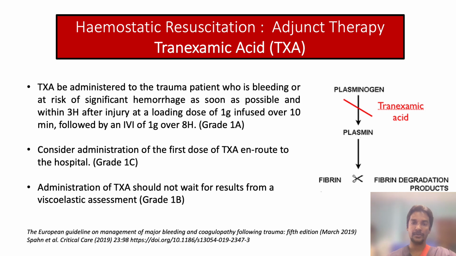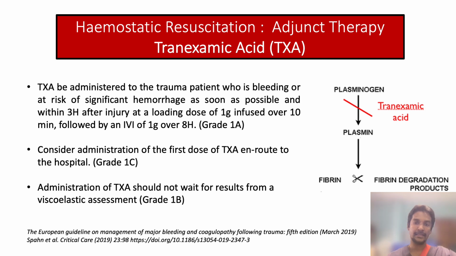So what does it do? It binds to plasminogen and prevents conversion of plasminogen to plasmin. Therefore, it stops the breakdown of fibrin to fibrin degradation products. As I mentioned earlier, one of the main pathologies that happens during acute traumatic coagulopathy is hyperfibrinolysis. Thus, tranexamic acid plays an important role in mitigating this process.